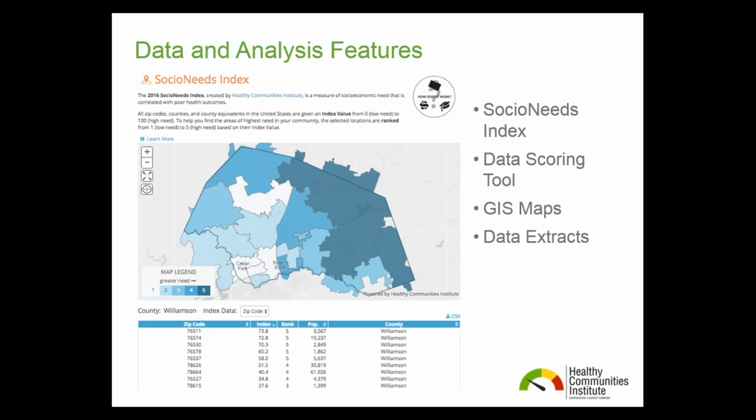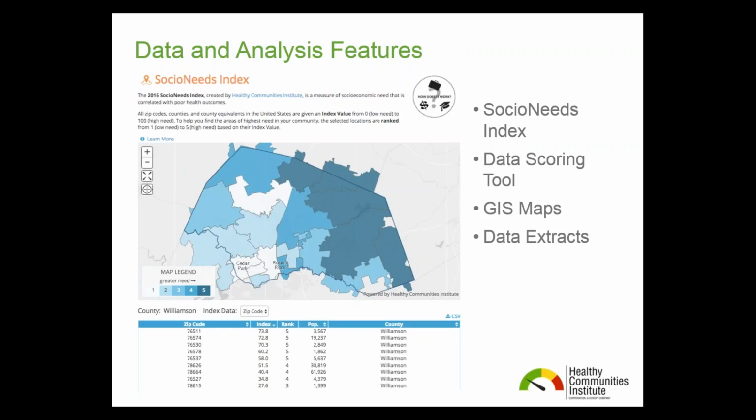Other features available on the Healthy Williamson site include the Socio Needs Index. This is a measure of socioeconomic needs correlated with preventable hospitalizations and poor health outcomes. Zip codes within Williamson County are given an index value based on a national distribution and then mapped relative to your area to show degrees of socioeconomic need within your community.